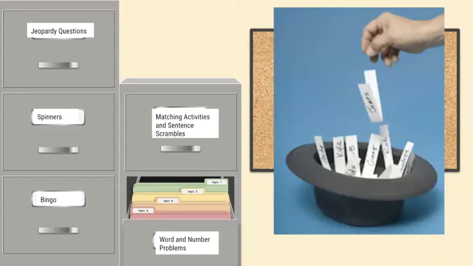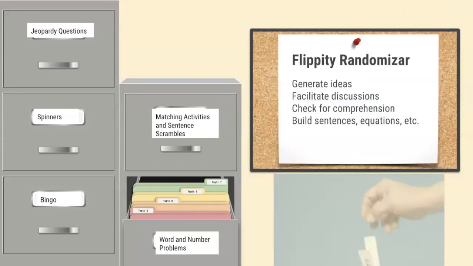We've all probably spent lots of time making these little strips of paper, and we have students draw out a random strip of paper that has a task or a comprehension question, or it's a card of some sort. They have to draw it out, answer the question, that type of thing. So another alternative that Flippity offers is using the Flippity randomizer.